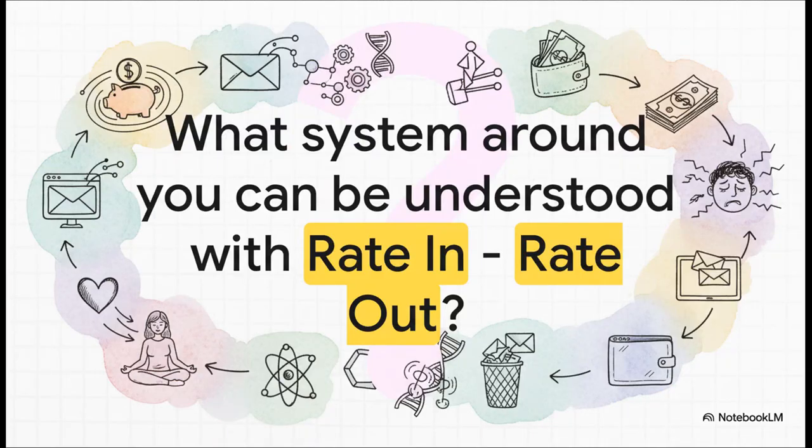So, I'll just leave you with this one last thought. We've seen how this one incredibly simple idea can model chemistry, biology, and even physics. So now, I want you to think about your own life. What about the money in your bank account? The number of unread emails in your inbox? Or, heck, even your own happiness or stress level? What complex system in your world could you understand a little bit better just by thinking about it in terms of rate in and rate out?